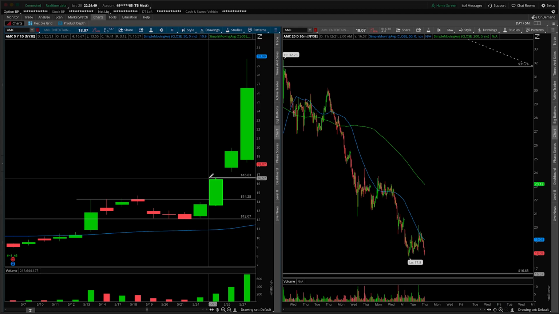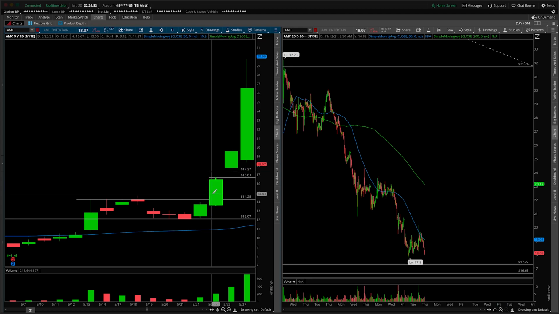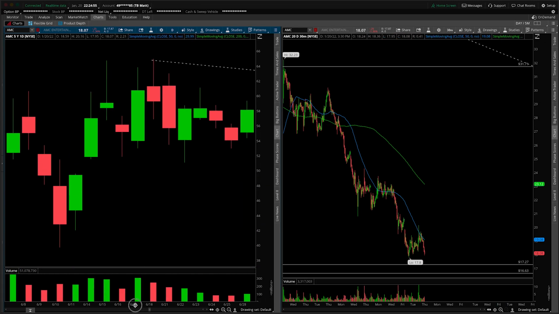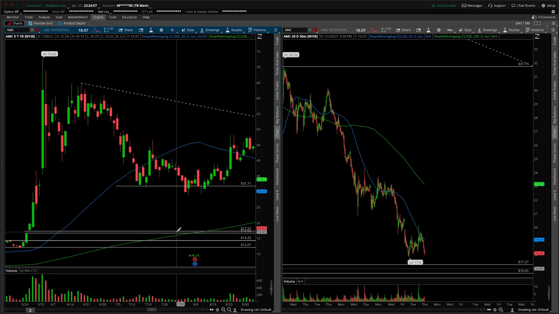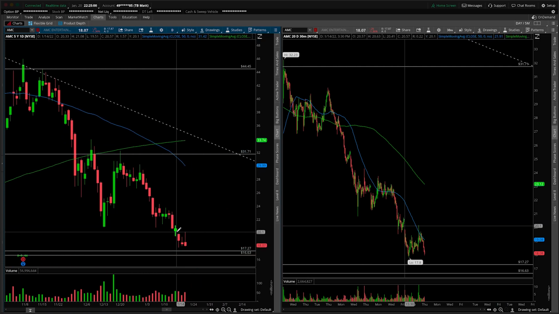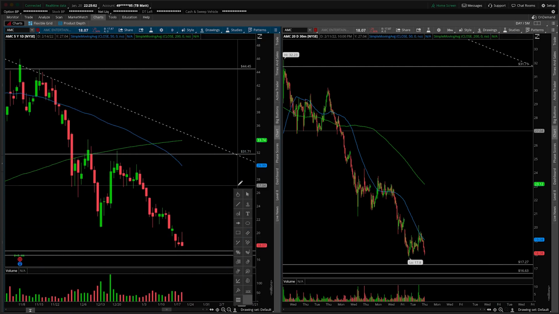The last thing we'll point out in terms of levels underneath us is this gap from in the past. There's the bottom of the gap at 16.63 and the top of the gap here at 17.27. That is technically still open, and maybe it acts as a downside magnet considering that we are continuing to break down here and we're hovering just above.